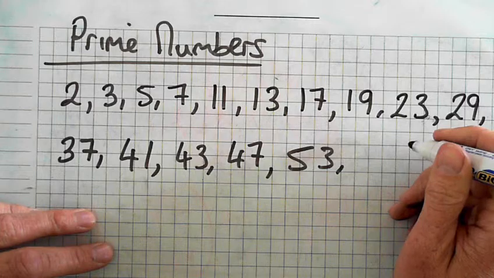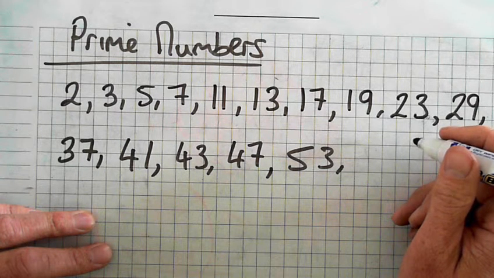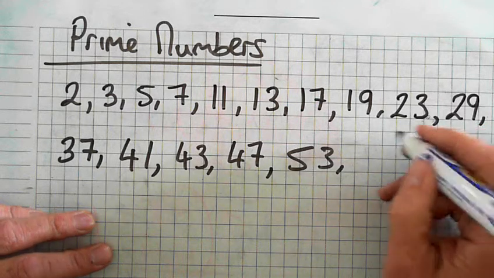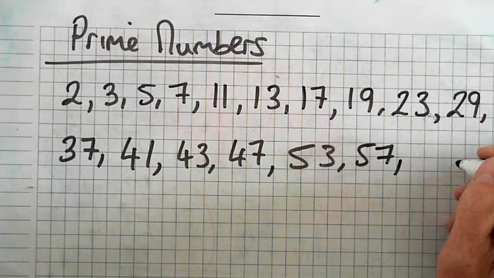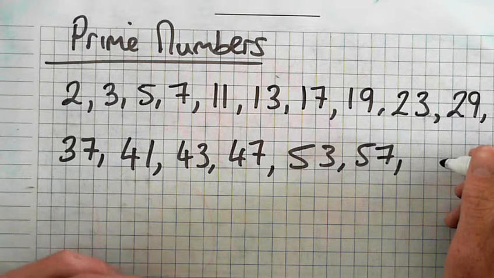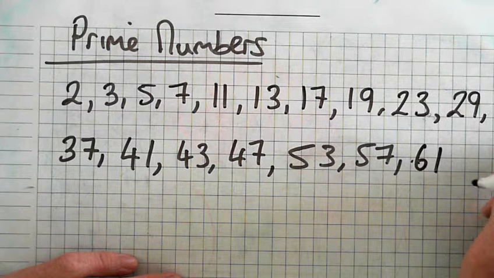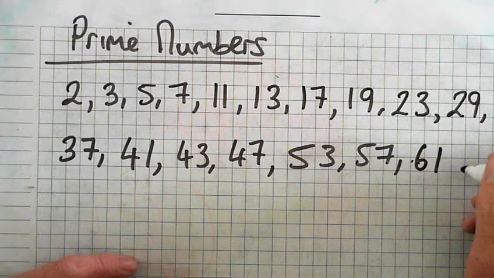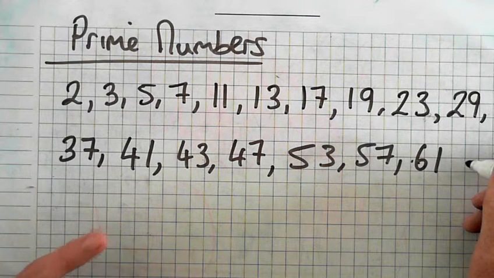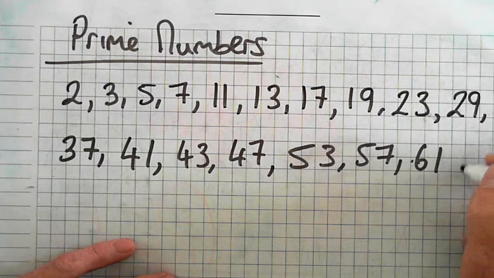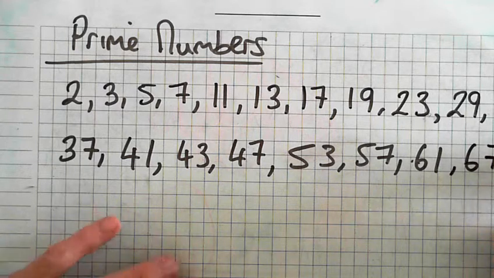55, 5 will divide in. 56, 2 will divide into. 57, will 2 divide into that? Will 3, 4, 5? 57, 58, 59, 60, 3 will divide in, or 2. 61, 62, 63, 3 will divide in. 64, 65, 66, 67, 68, 69, 70, 71.